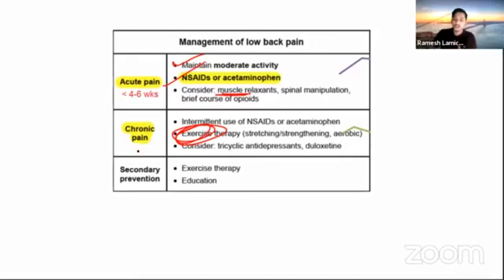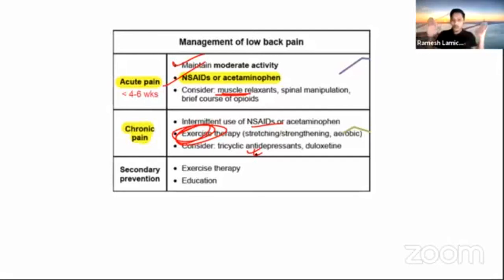We intermittently use NSAIDs like naproxen, aceclofenac, diclofenac in that case. In chronic pain, we can also consider using tricyclic antidepressants like amitriptyline. This has been shown to be effective in chronic pain and helped improve the symptoms.